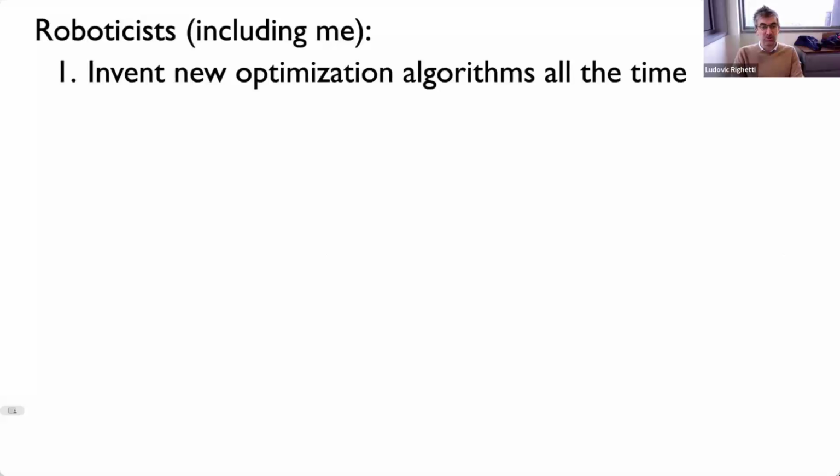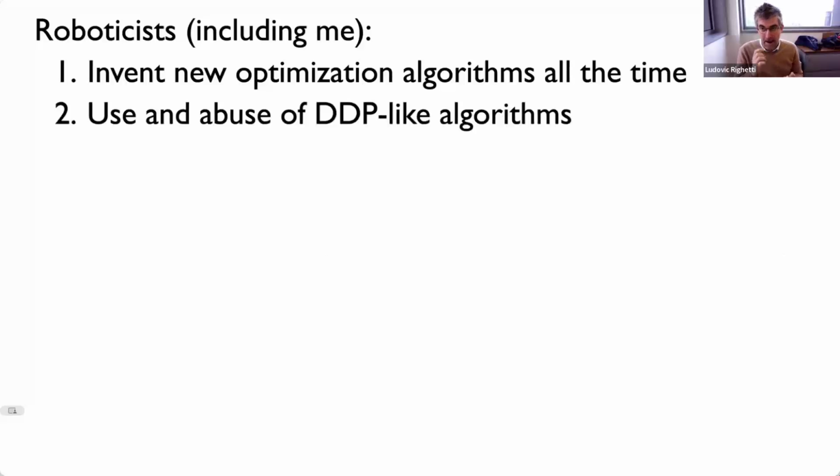So the thing we realized is that we keep inventing new optimization algorithms, and I include myself in that. We say, oh, we need a special algorithm for robotics because we're special. We're not like everyone else. And then our community uses and abuses DDP-like algorithms by saying, well, DDP is really fast because we have linear complexity in the time horizon, so it's a really nice way to do optimization. Except that when we do that, we don't associate it to textbook optimization algorithms. So then we cannot tap into this whole literature.